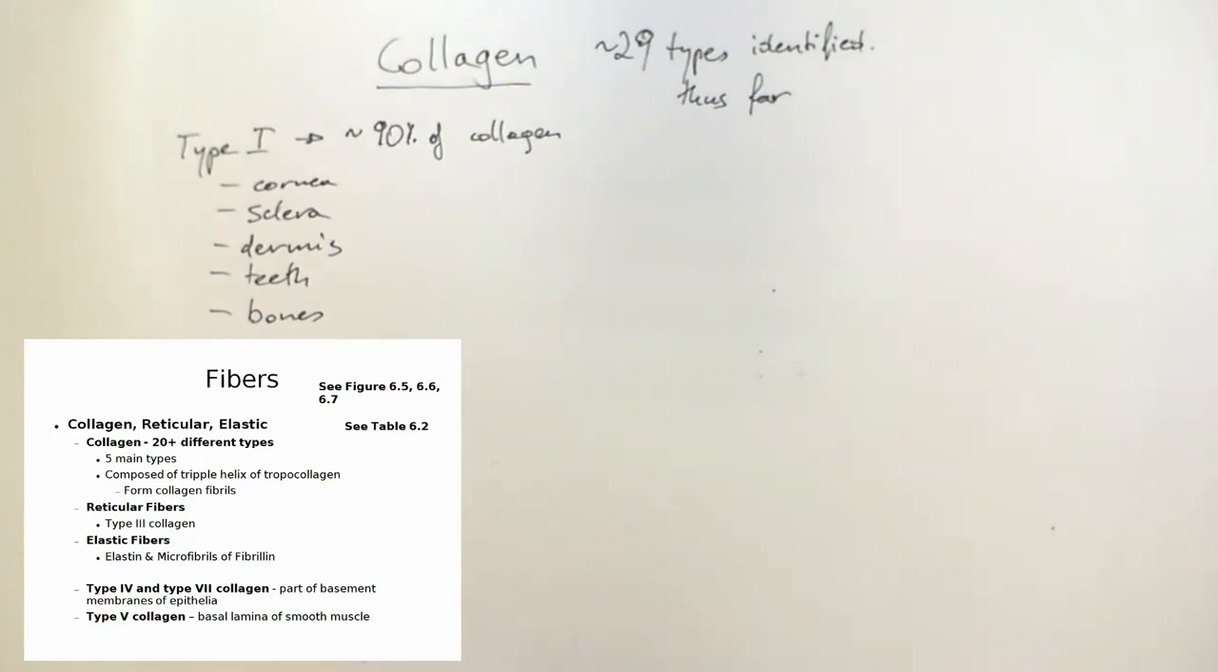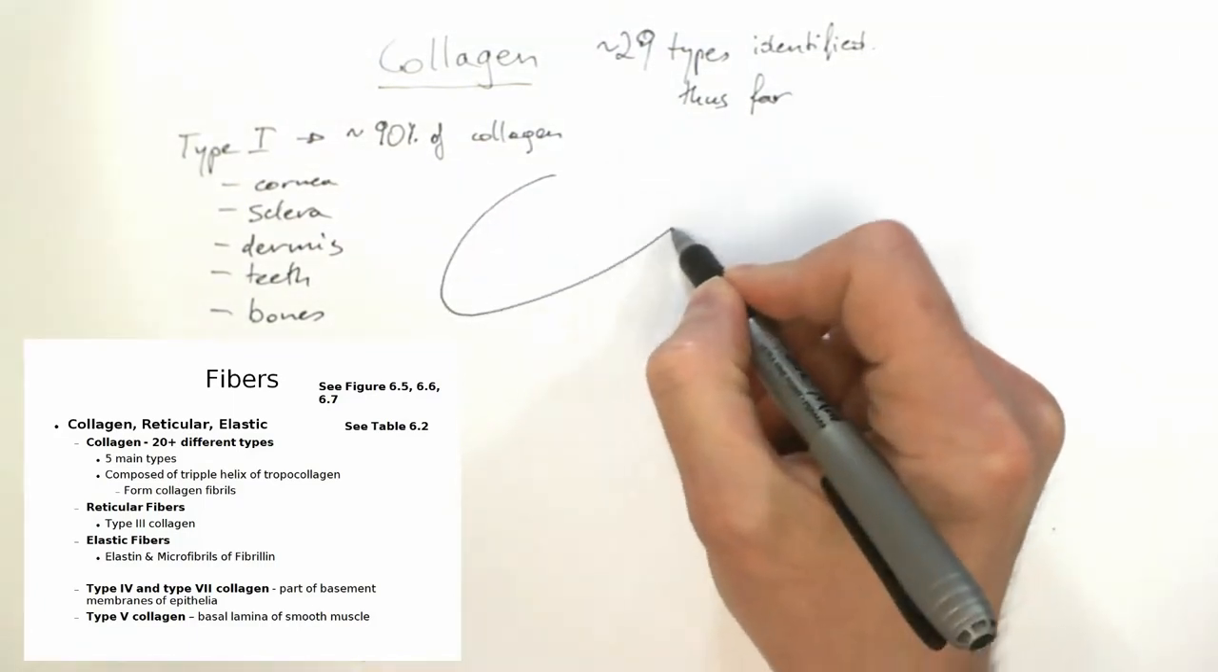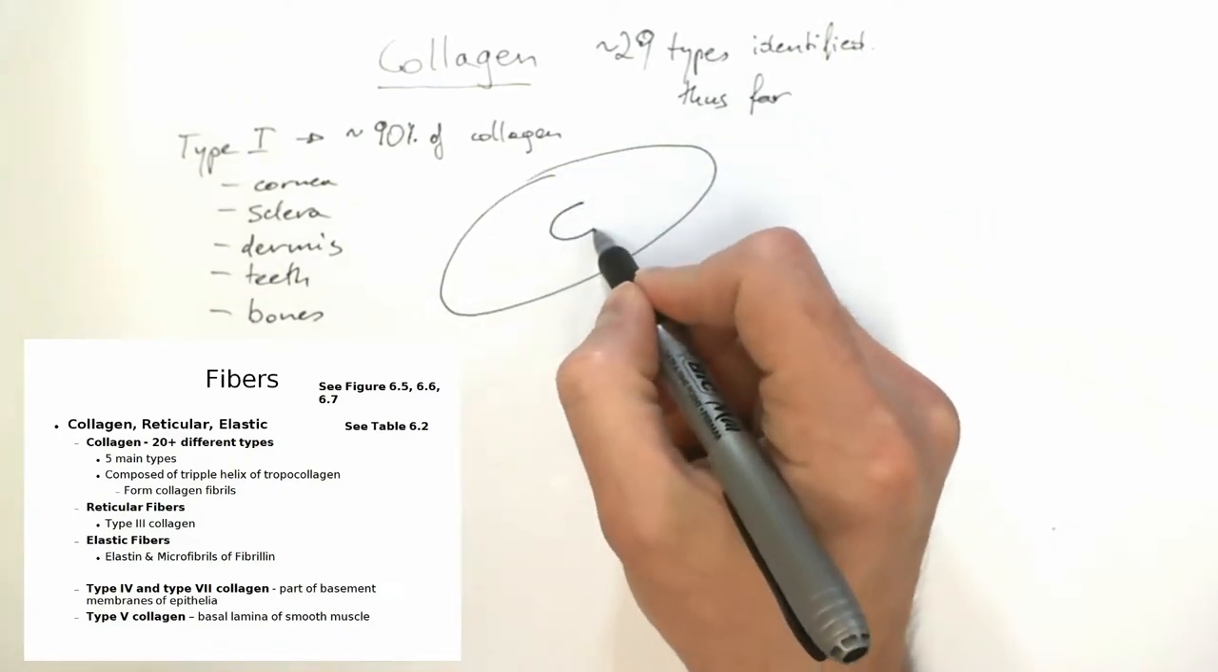Now, what is collagen? Collagen is basically a protein. Your cells produce this, specifically cells called fibroblasts, which we'll be briefly mentioning later today. So fibroblasts.